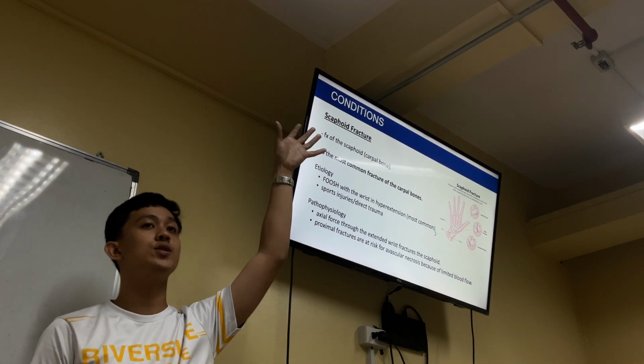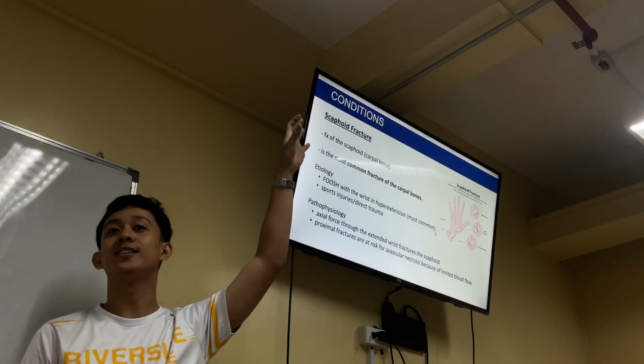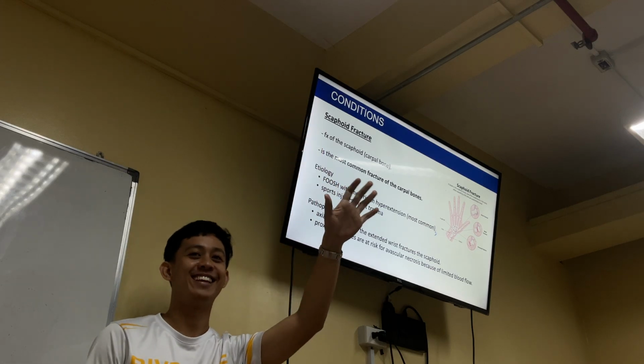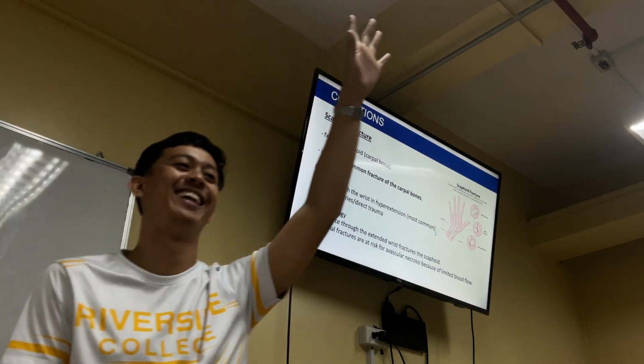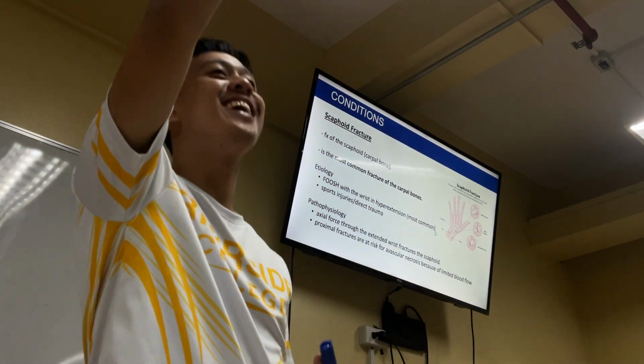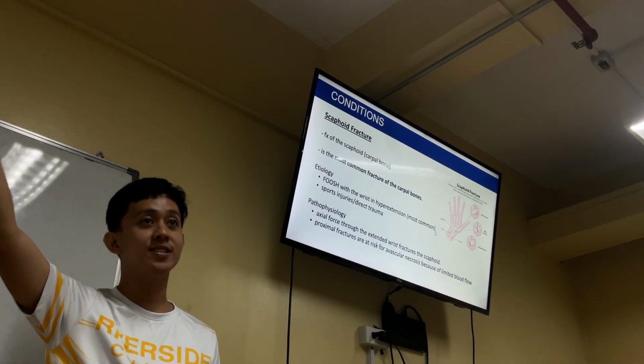How many carpal bones do we have? Eight. Guys, eight carpal bones and seven tarsal bones.